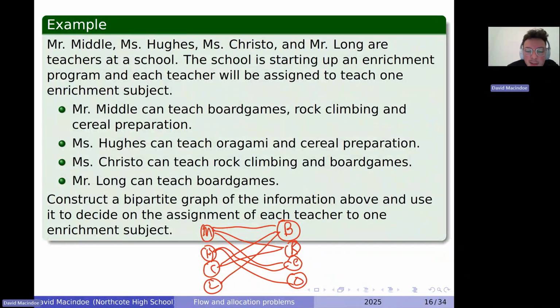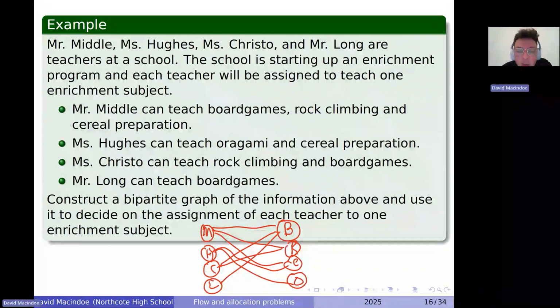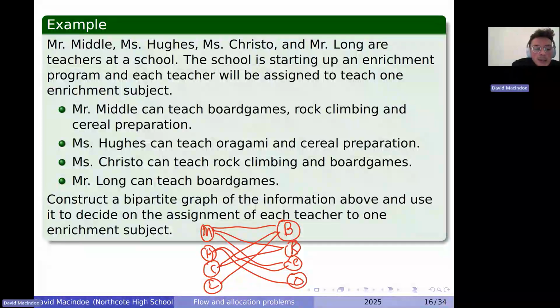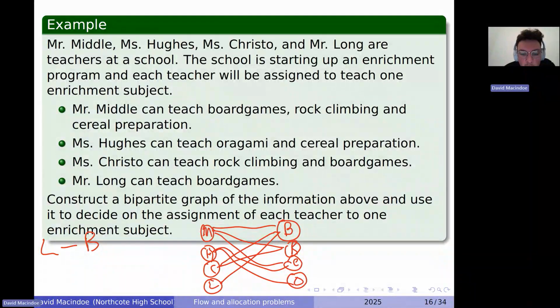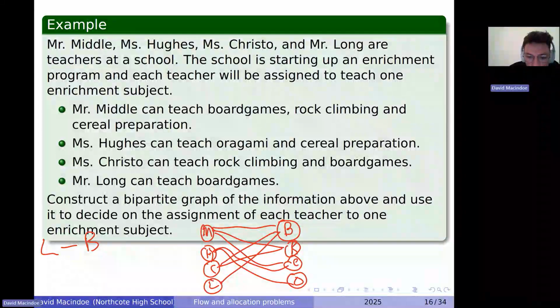Now, if you think about allocating this, perhaps my graph is not that helpful to do that, but one thing we can notice is L has to be connected to B because that's the only thing that teacher can teach. So if we want everyone to just teach one class, that's what he's going to get. So no one else is going to teach that. What do we have left? Mr. Christo here can either do board games or rock climbing. So board games is out, so Christo is doing rock climbing.